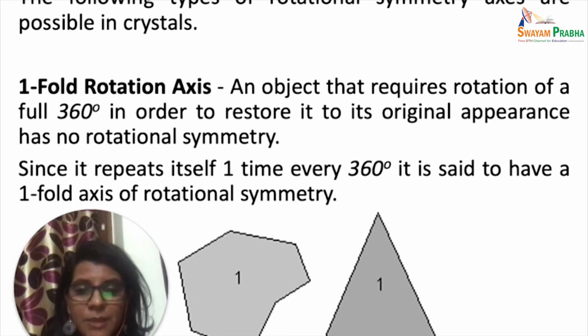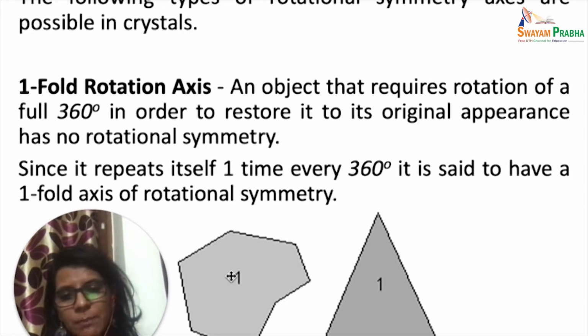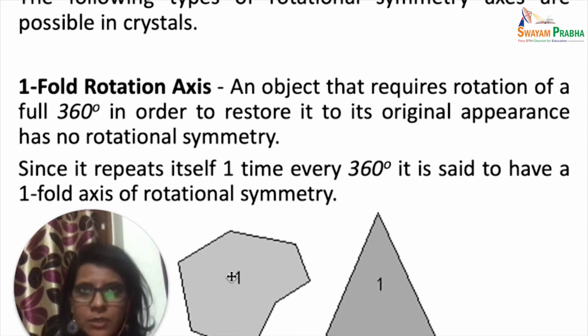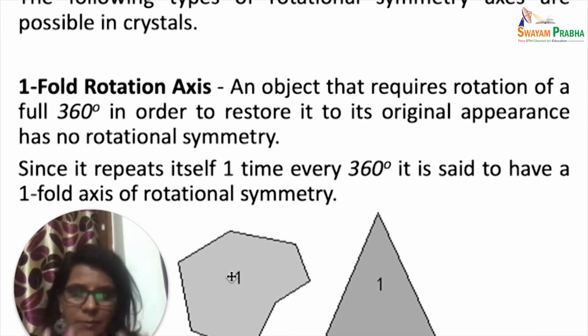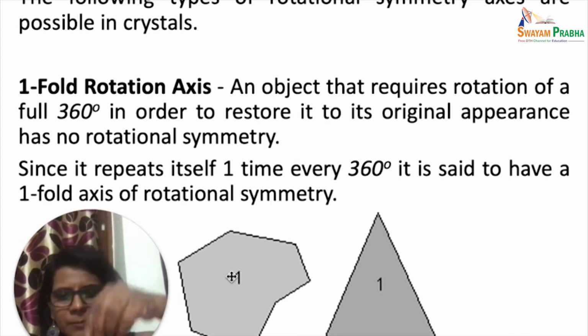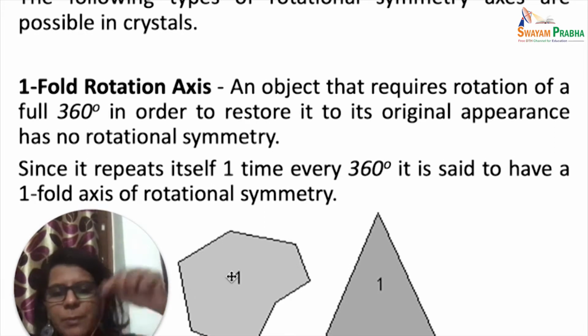Please understand the imaginary axis that you are thinking of is the one which is perpendicular to the plane, or perpendicular to the structure that you are seeing. That is, imagine it to be moving towards you, coming out of the screen, or if you are drawing it on paper, then perpendicular to the plane of the paper.